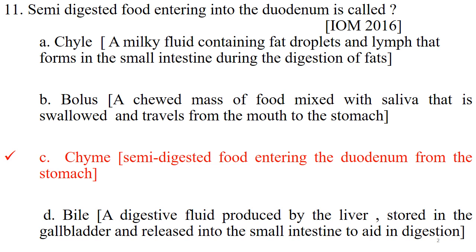And option A. Chyle is incorrect because it is a milky fluid containing the fat droplets and lymph that forms in the small intestine during the digestion of fat. Option B. Bolus is also incorrect because it is a chewed mass of the food mixed with saliva that is swallowed and travels from the mouth to the stomach. And option D, bile is incorrect as well because bile is a digestive fluid produced by the liver, stored in the gallbladder and released into the small intestine to aid in digestion.